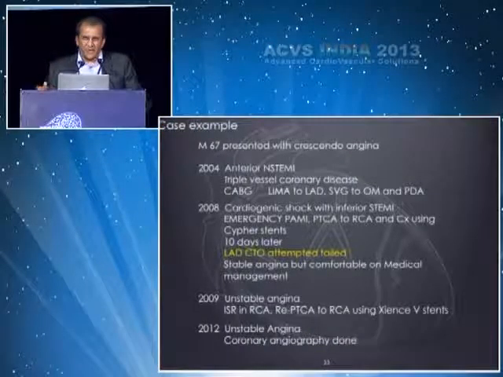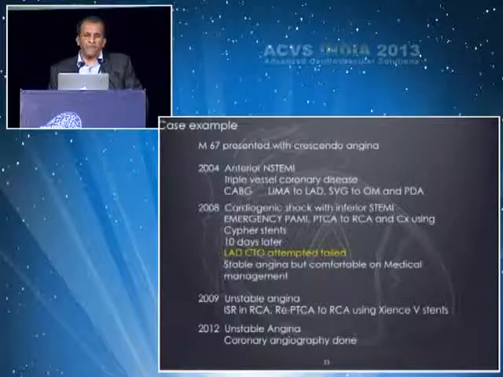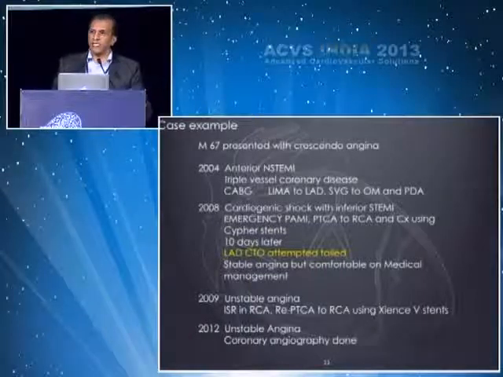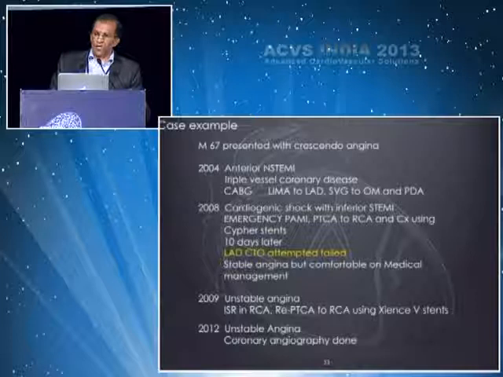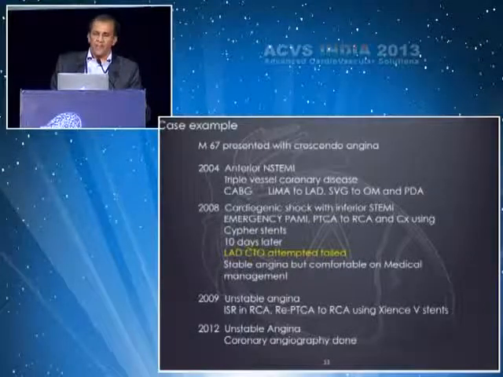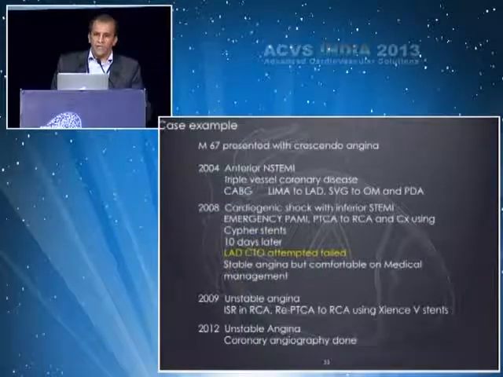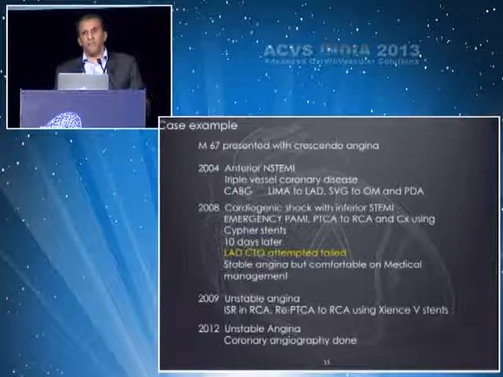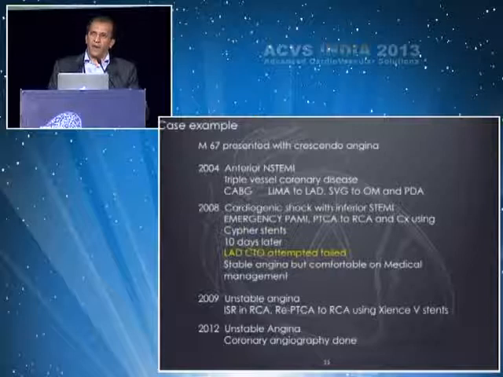Just to go back now to the second part of the lecture, which is a case example to make this point: a male, 67, presented with crescendo angina. In 2004, he had an anterior non-ST elevation myocardial infarction, triple vessel disease, underwent a CABG. In 2008, he presented with cardiogenic shock, and at that time his grafts had failed. An emergency PAMI was done to the right coronary artery and the circumflex with Cypher stents. 10 days later, the LAD CTO was attempted, but we failed in 2008. He was stable with angina and comfortable on medical management.